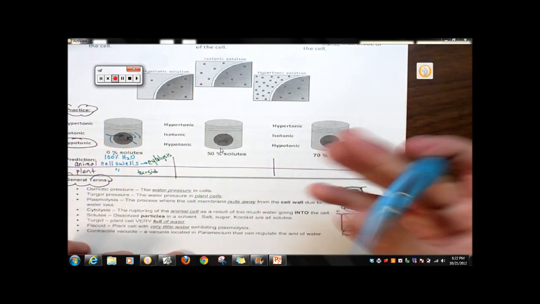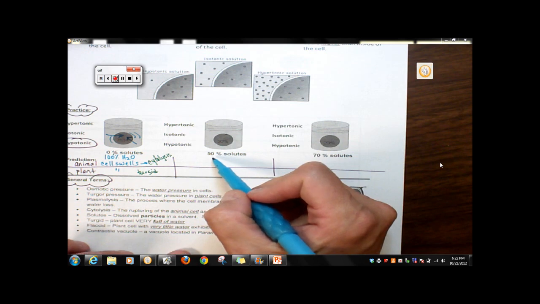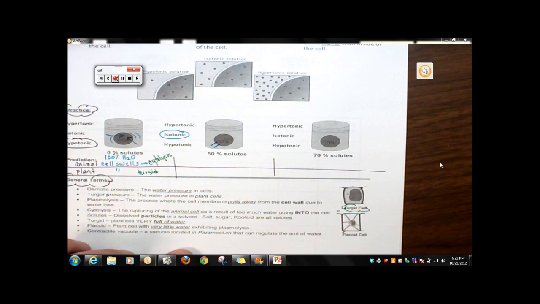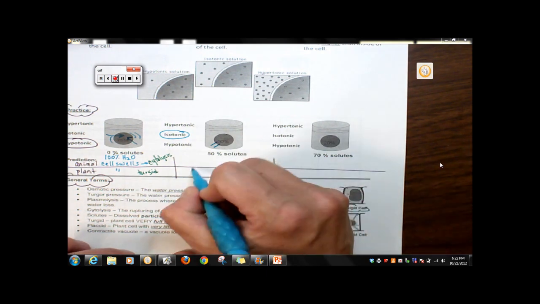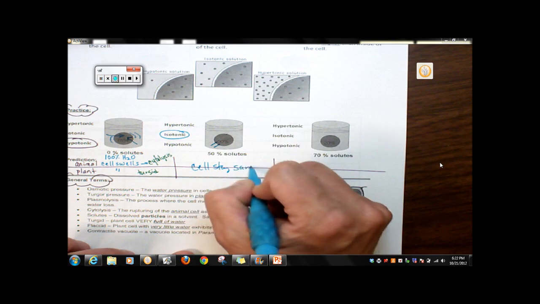All right, your second one. Is the outside solution above, below, or equal? Equal. What's our word root? Isotonic. So in both situations, hopefully the cells will stay the same size.